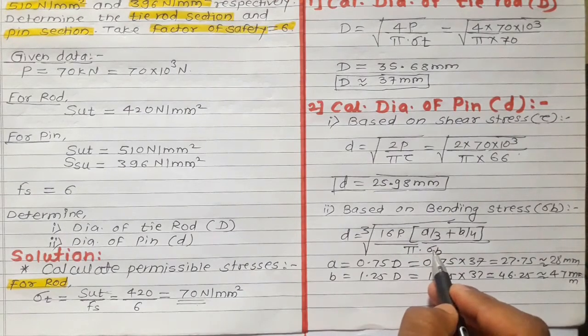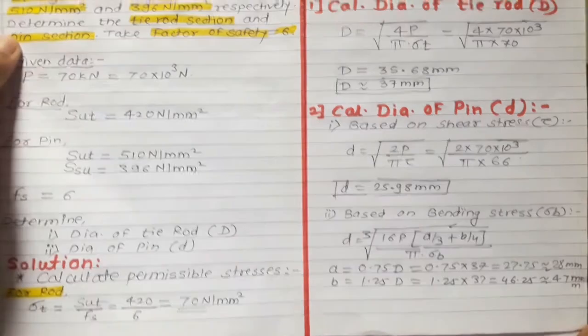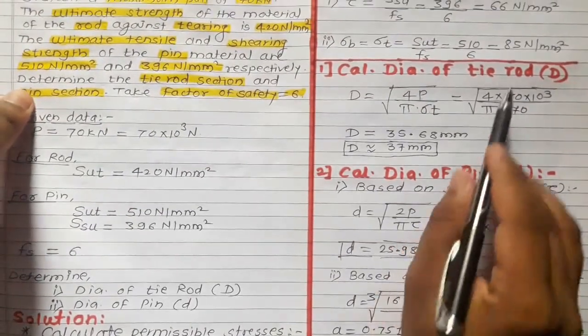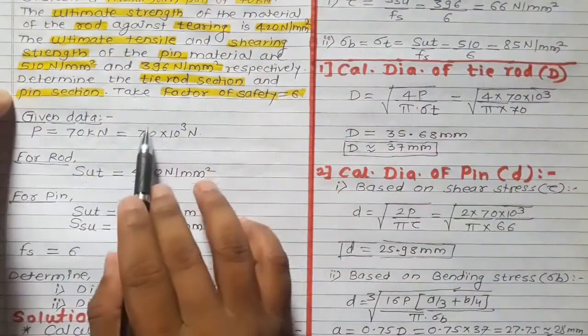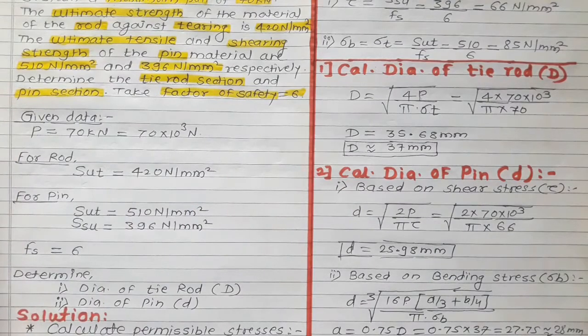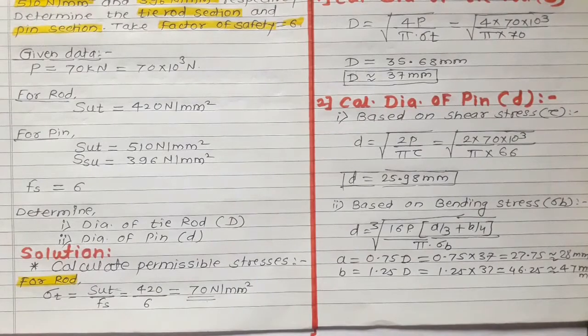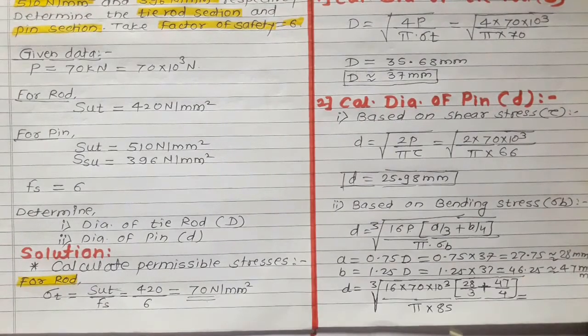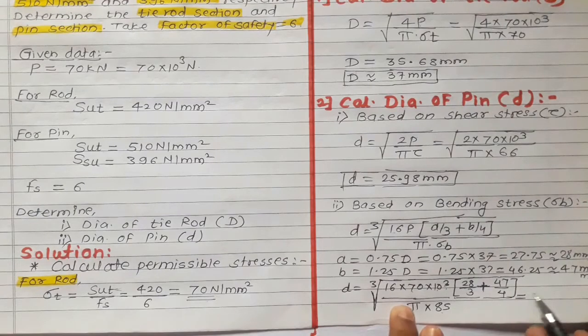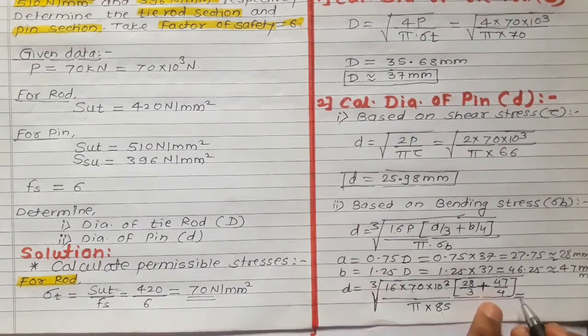Sigma b we have already calculated. Here it is 85 for sigma b, and P is 70 into 10 raised to 3 Newton. So by putting all these values, you can calculate small d. Now I have put the value of P in this equation as 70 into 10 raised to 3, the value of a as 28, the value of b as 47, and the value of sigma b as 85 Newton per mm square. And if you calculate this, you can get the value of small d as 44.55 mm.